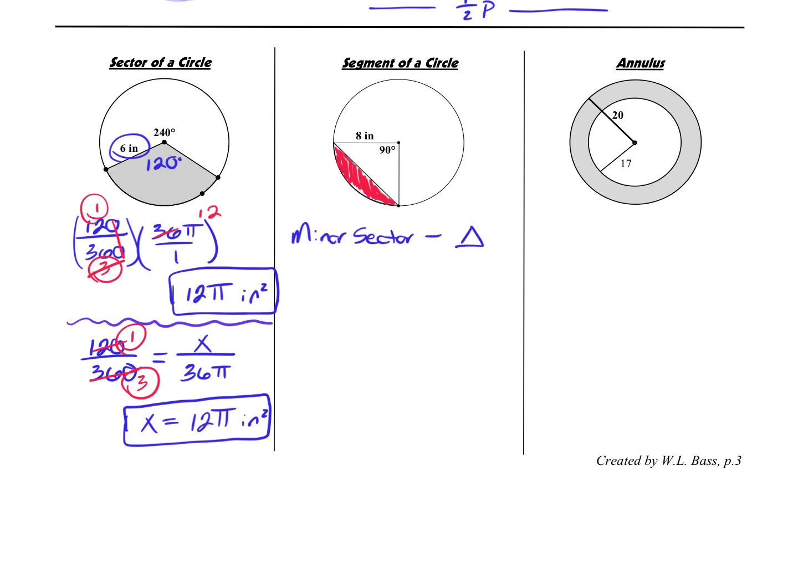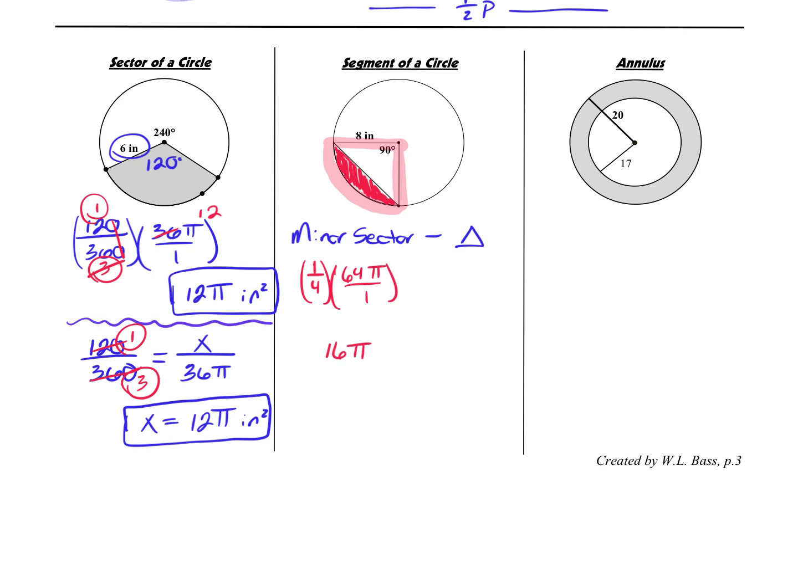So let's take a look at those 2 regions that I've got going on here. My minor sector is going to be this portion right here. So the minor sector, just thinking back to what we just did on the last problem, since this is 90 degrees, we are going to actually just have 1/4 of the circle. And the area of my circle, since this is 8, the area of my circle is going to be 64 pi. So the minor sector for this picture right here is going to be 16 pi.